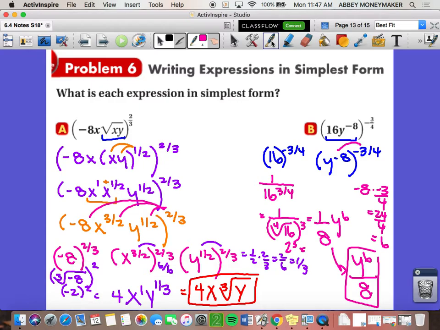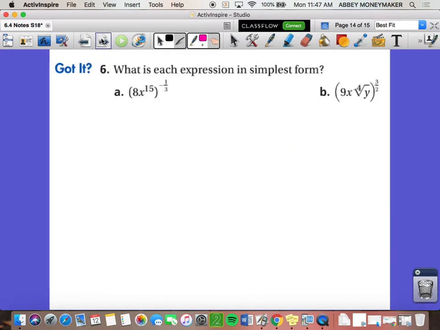So just a lot of little simplifying things. Nothing too crazy, but I know it does feel like a lot. So what we want you to do is encourage you to try these two on your own. But if you still want to hang right here with me, you are more than welcome to. On the inside here, I have nothing to take care of, so I'm going to go ahead and distribute out my power of negative 1/3. X to the 15th times negative 1/3.